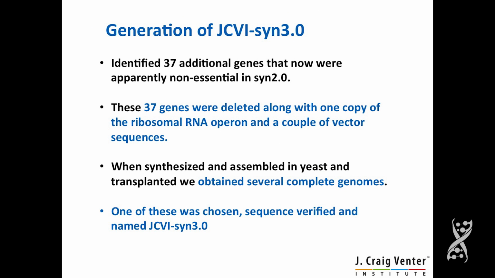All right, so we did another TN5 mutagenesis, and we identified 37 additional genes that we thought we could now remove. And we also removed one of the ribosomal operons and a couple of vector sequences. And we then synthesized that, assembled the whole thing in yeast without testing the individual pieces, and it worked. We got a single genome. We called it SEN 3.0.